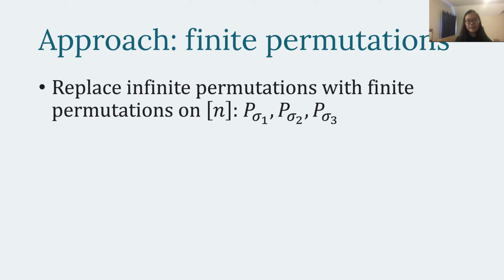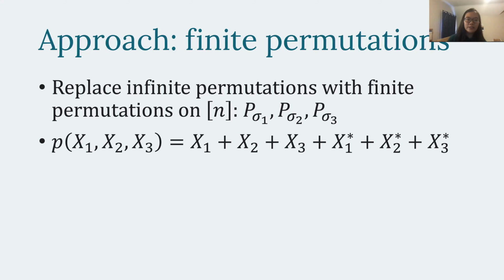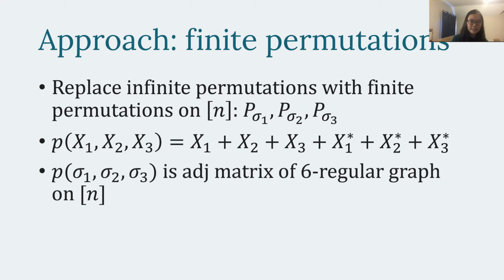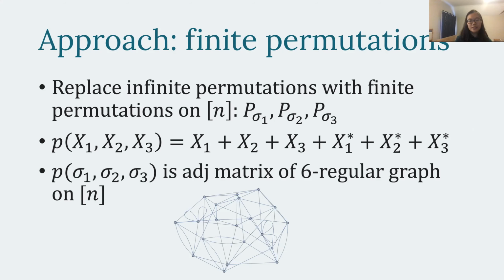So, well, we can, for example, just take finite permutations on n elements, and then we plug that back into the polynomial. So for our example, there was just the sum of x1, x2, and x3. Then when you plug in some finite permutation matrices, that's going to give you the adjacency matrix of a 6-regular graph on n. And so we'll also be considering doing this with random permutations a lot. So when you do that, you just end up with a random 6-regular graph.